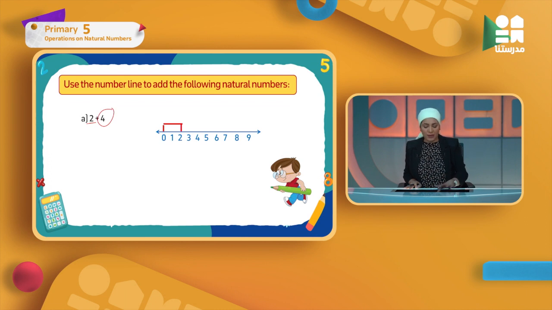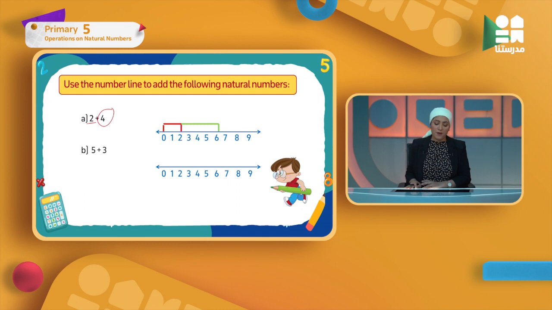So after 2, 3, 4, 5, and 6. Okay? Then this is how I add on the number line. Letter B, 5 plus 3. Again, the same. I'll start with the 5.